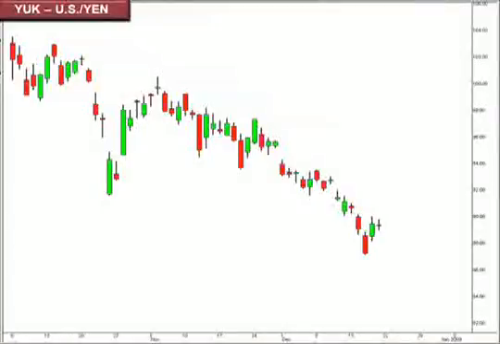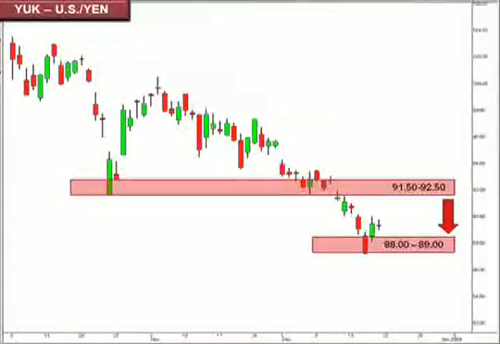Okay, let's take a look at the YUK, the U.S. versus the Japanese yen. Now, we were looking for some consolidation within the 91.5 to 92.5 focal zone. However, we did suggest that a break below that range would likely find support down at the 88 to 89 level, which has been on our radar for quite some time now. As you can see here, we did trade down within that focal zone and did find some support. We've had a little bit of a bounce here.